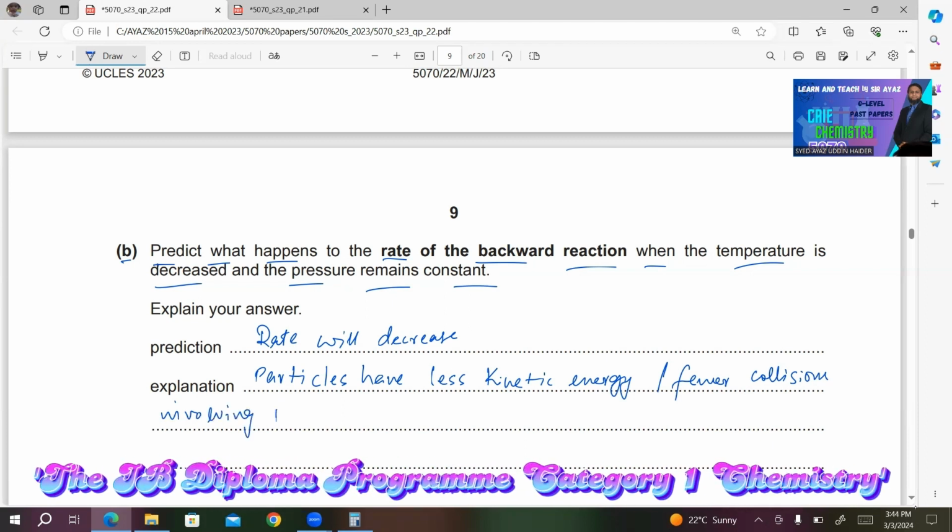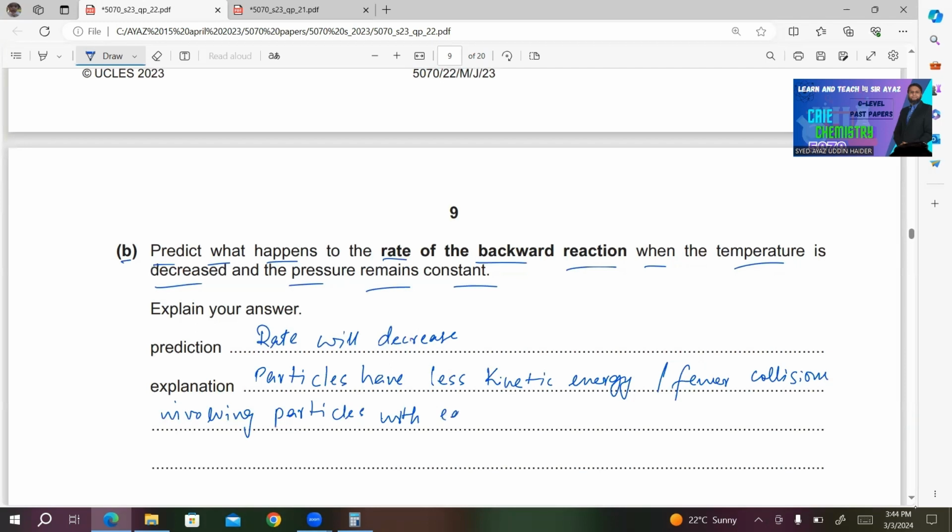Involving particles with equal or more than the activation energy.